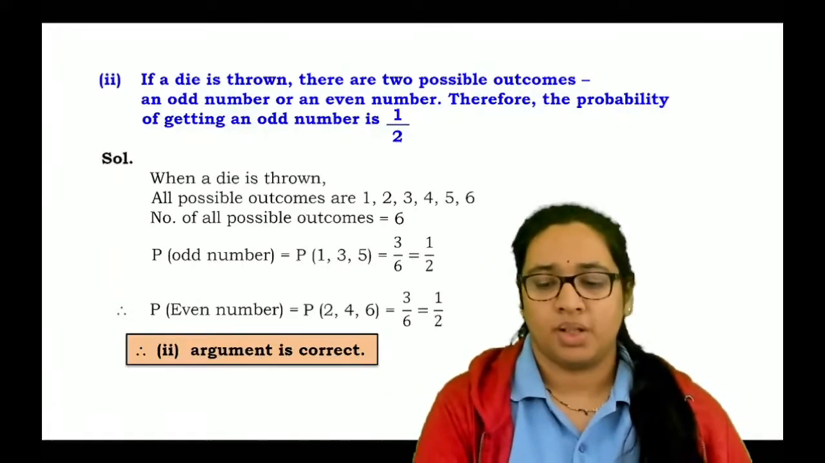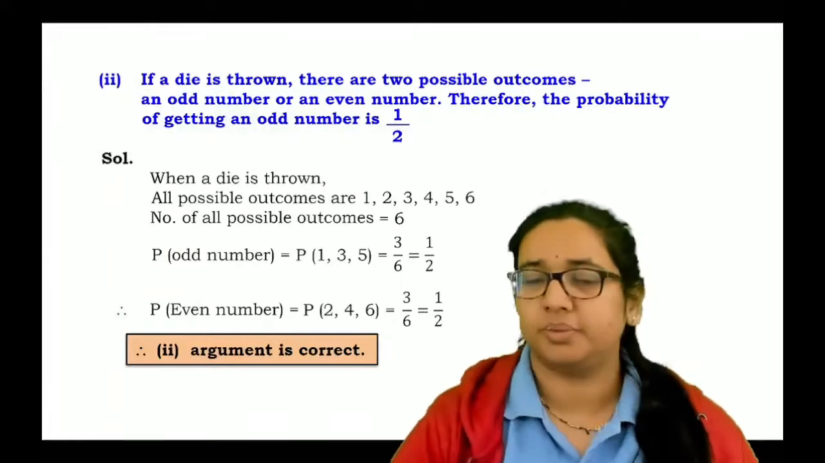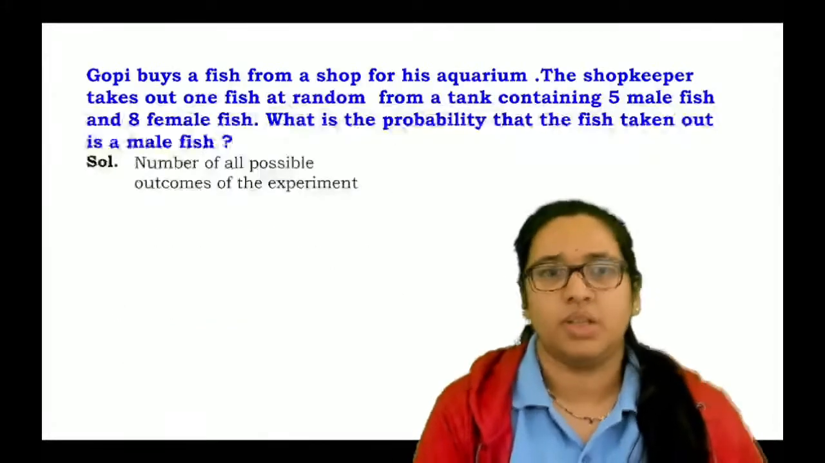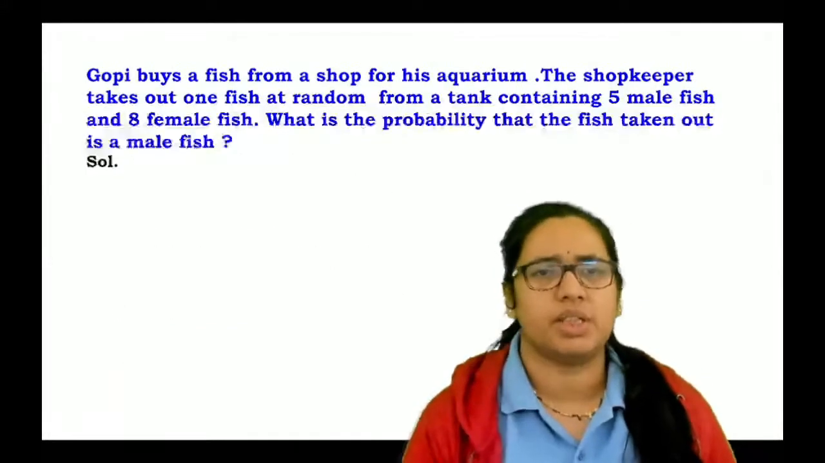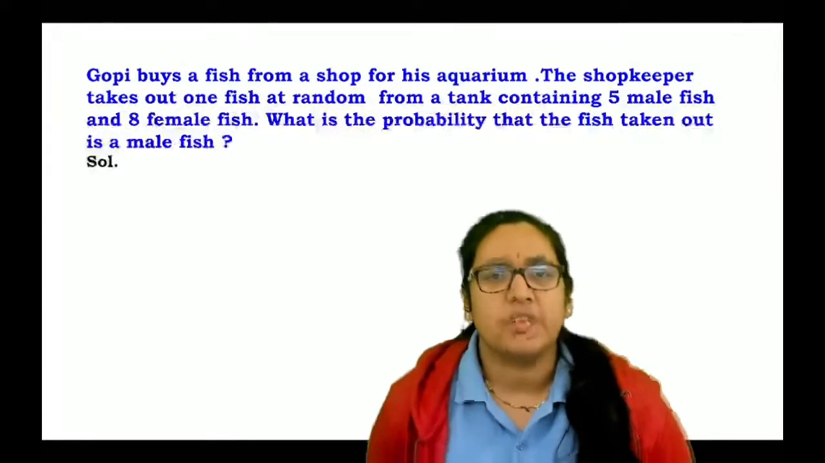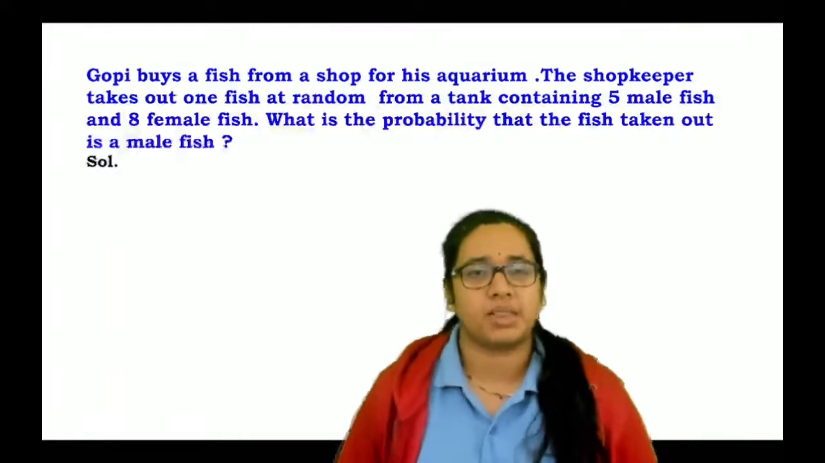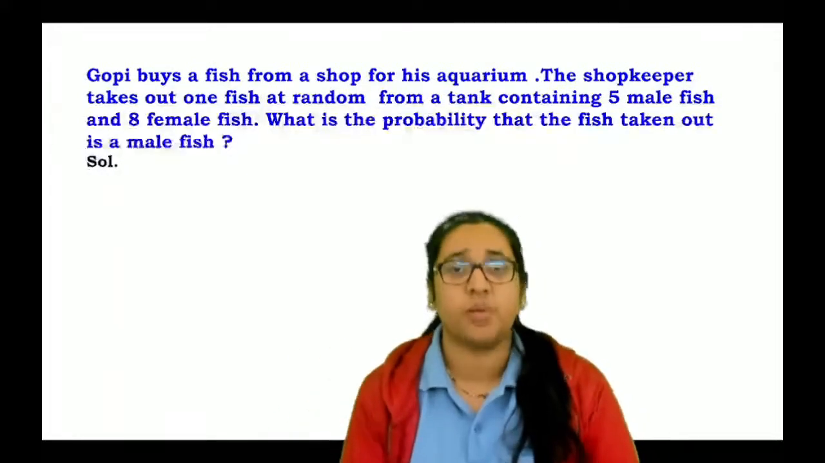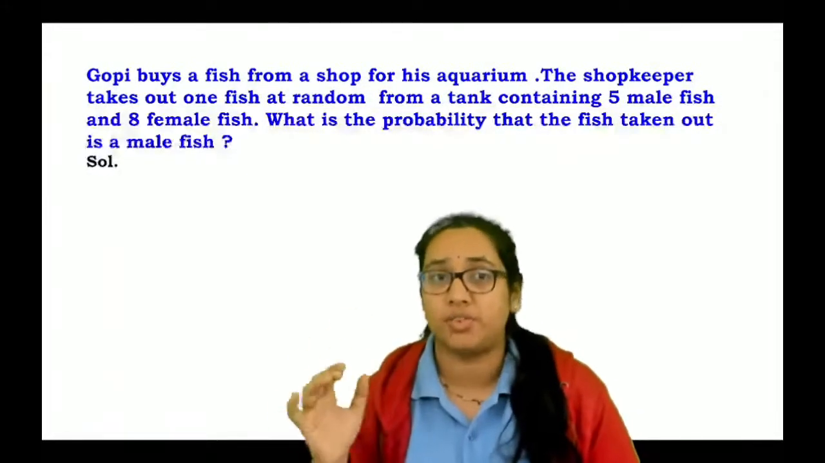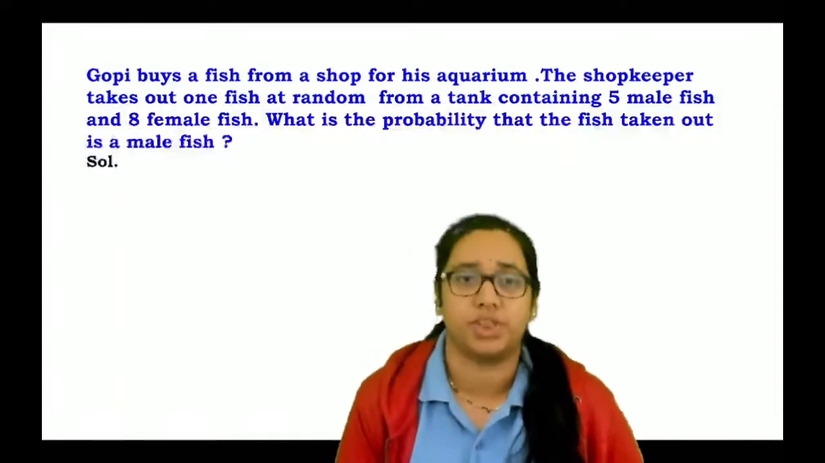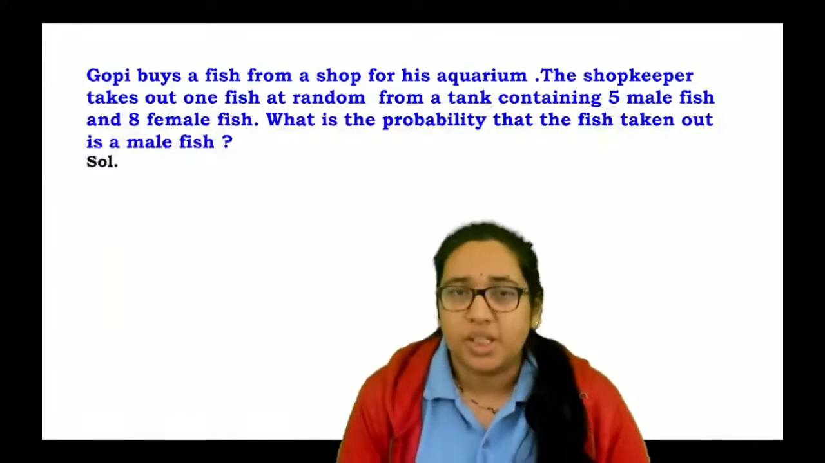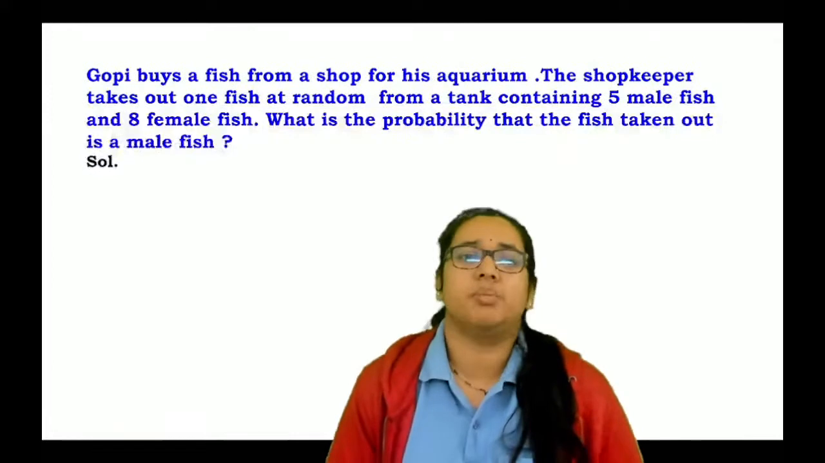Okay. Now, the next one. The next question is: Gopi buys a fish from a shop for his aquarium. The shopkeeper takes out one fish at random from a tank containing 5 male fish and 8 female fish. What is the probability that the fish taken out is a male fish?